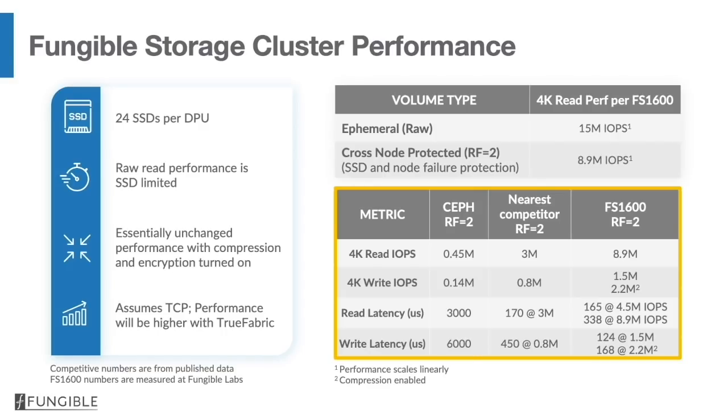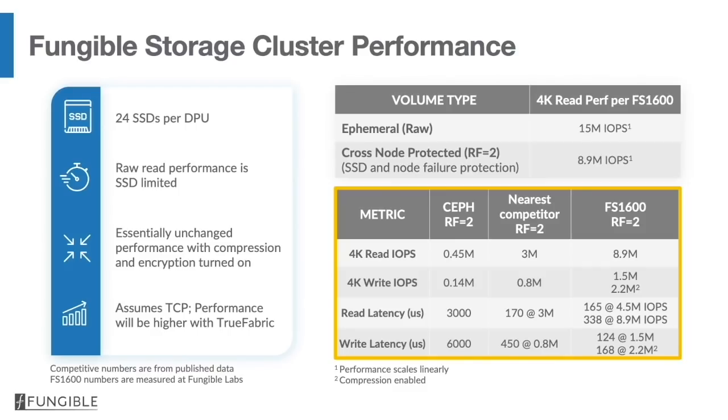The first two rows are about IOPS. The next two rows are about latency. So as you can see from the first two rows, we are about 18 times better than Ceph with read and write IOPS. And we are approximately 3 times faster on read and write IOPS than our closest competitor. Maybe 2 to 3x for writes, 3x for reads.